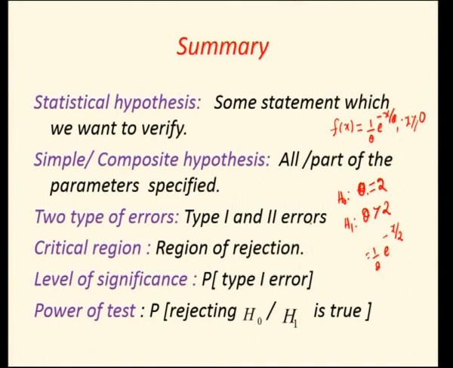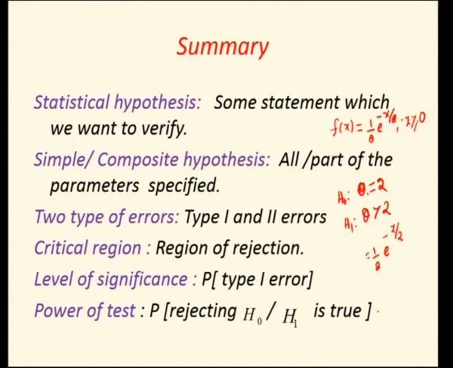Next, we were discussing the critical region. It is a region of rejection. The critical region is very important in using the critical values. The level of significance is also called the size of the test, which we have denoted as alpha, which is nothing but the probability of type 1 error. Next, we discussed the power of the test, which is nothing but the probability of rejecting H naught given that H1 is true.